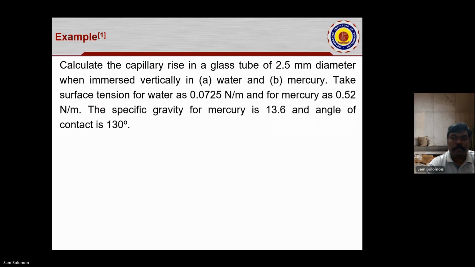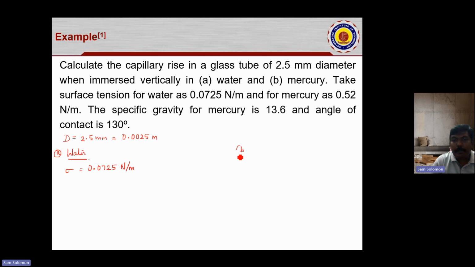Let's solve an example over here. Calculate the capillary rise in a glass tube of 2.5 mm diameter. So they have said that the diameter is 2.5 mm for the tube, so that is going to be 0.0025 meters, when immersed in water. So the first subdivision we are having is water. And for water, they have said that the surface tension is going to be 0.0725 Newton per meter.